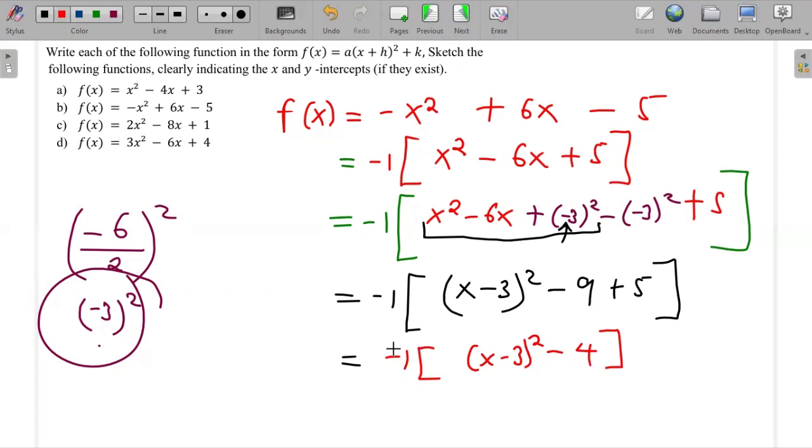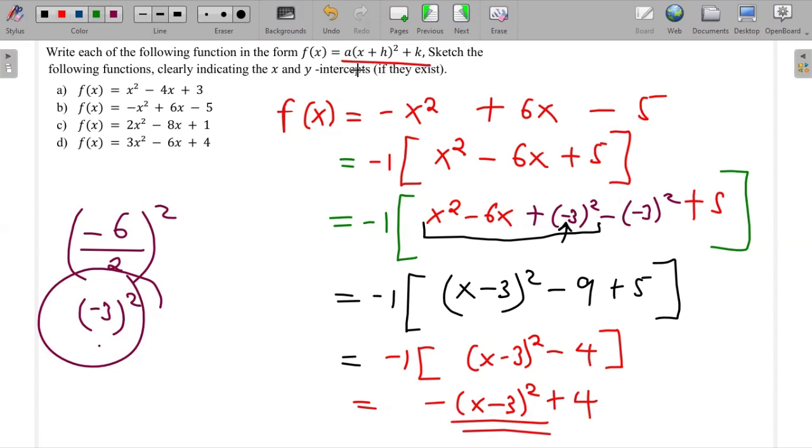In this case, we have a minus 1 outside. But in some cases, like this one, you have a minus 2, this one, you have a minus 3. So you multiply throughout by that same number. So what am I going to get? I'm going to get minus 1 multiplied by this. I'll just have a minus in front of this, and then x minus 3 squared. Then minus 1 multiplied by this, I'm going to get positive 4. So this here is expressed in the form that they wanted there.